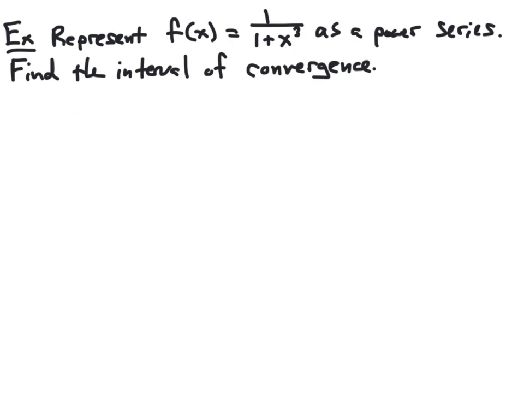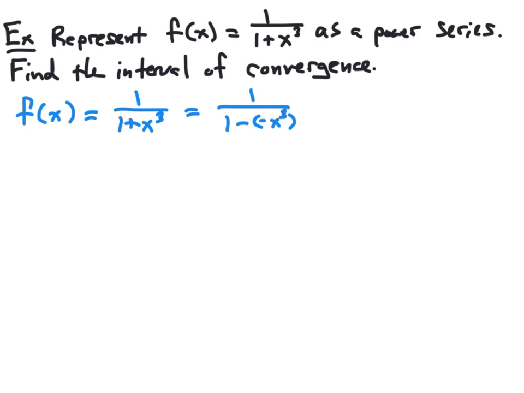In this example, we want to represent the function f of x equals 1 over 1 plus x cubed as a power series, and then find the interval of convergence for that power series. Just like in the last example, we're going to use the geometric series as our starting point, which means we want to rewrite the function 1 over 1 plus x cubed to be in the form 1 over 1 minus something. In this case, in order to meet this form and to have the function that we want, the something needs to be negative x cubed.